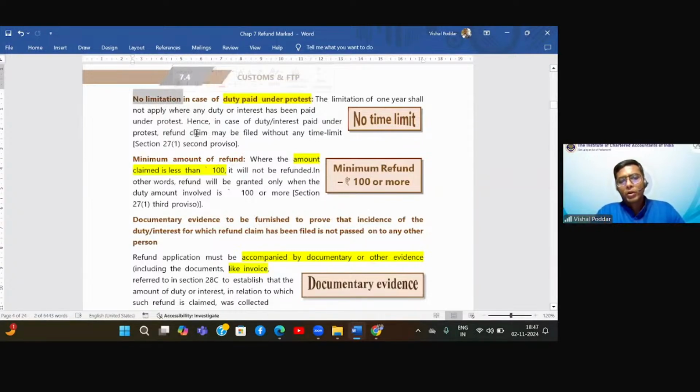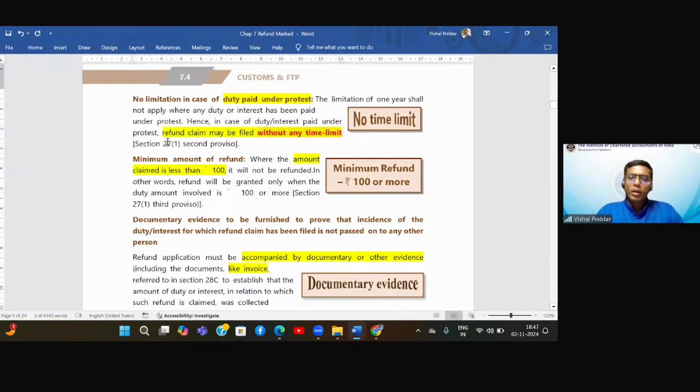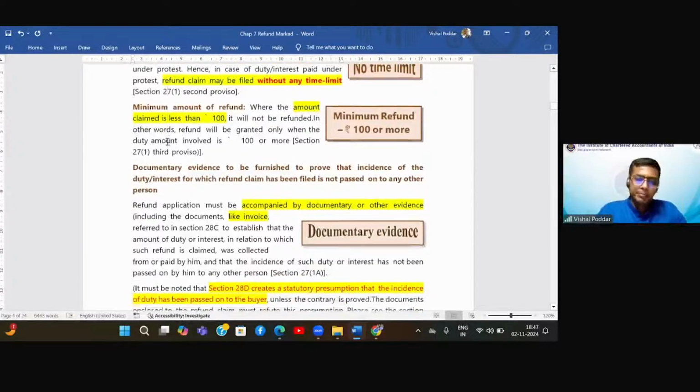So, what is most important? Here, the refund claim may be filed without any time limitation. There is no time limit for making this duty payment under protest refund. So, if you want to get this refund, you can apply without being bound by the 1 year deadline.